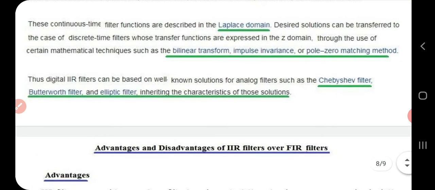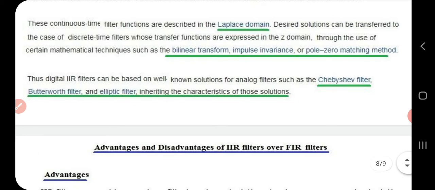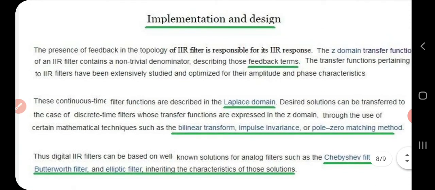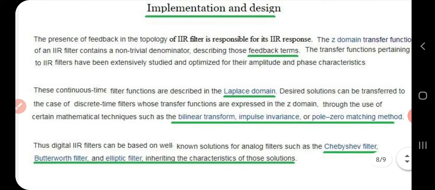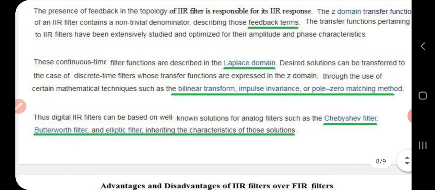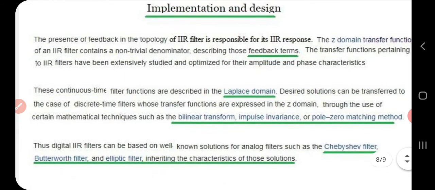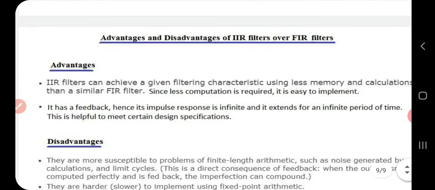Then many other digital filters are expressed here. So the first thing that we have to take into consideration while designing a filter, whether it is analog or digital, is the transfer function, then the feedback terms, and then from which domain to which domain we have to convert. So these are some considerations that we have to give while designing a filter.